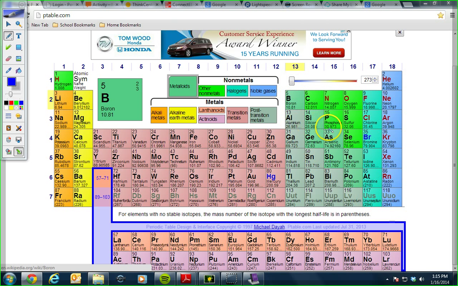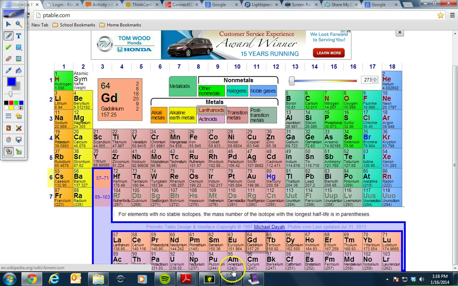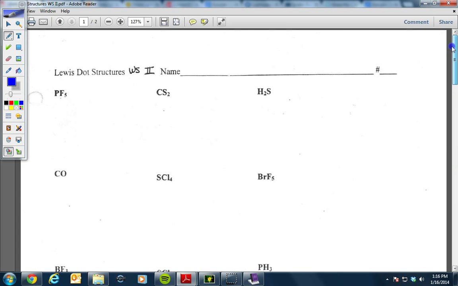So what this is saying is that if we have any of these elements which are in the third row or below, and they are the center atom of a molecule, then it is okay for them to have 10 or 12 electrons. Let me show you this as an example by showing you the first problem on the homework tonight.